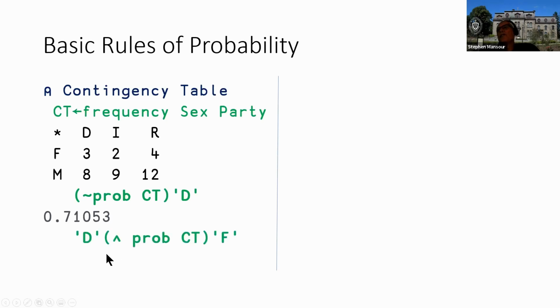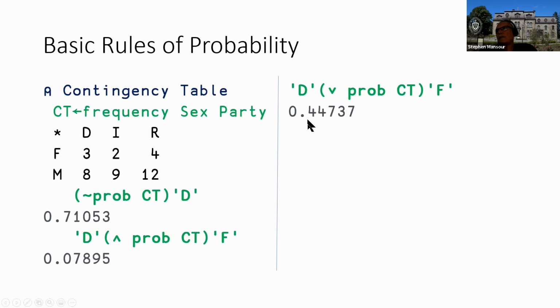What's the probability the student is a Democrat and female? That would be 3 out of the total of 38, and that would be about 0.078. So you can see the left operand is the condition and the right operand is the contingency table. Or what's the probability that the student is Democrat or female, and we get that using this operand.